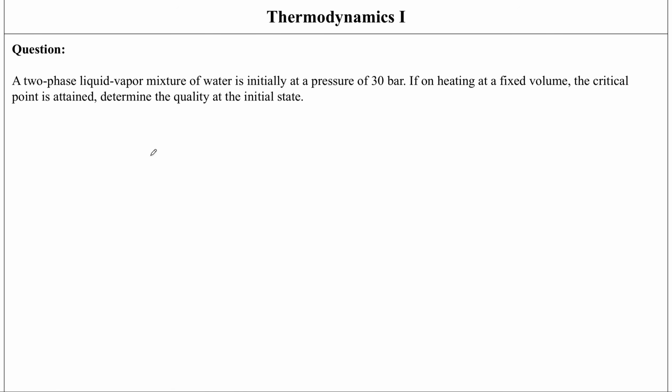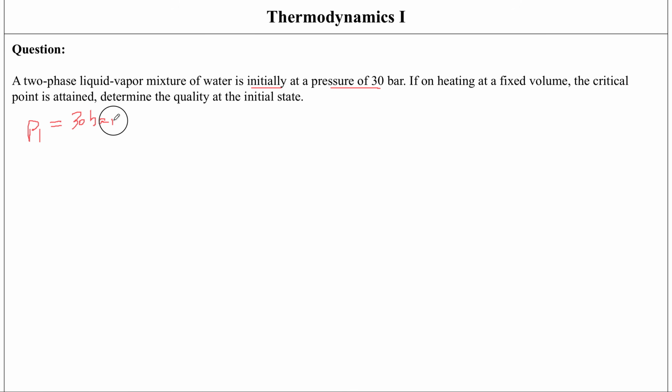We've got a question here that states that you've got a two-phase liquid vapor mixture of water that is initially at a pressure and you're heating it up at a fixed volume and you have to find out the quality at the initial stage. So the first thing that we should always do when it comes to solving questions like this is list down the information that is given to you. Initially I know that I've got the pressure, which is 30 bars, so I could write it as P1, which is given to me as 30 bars.